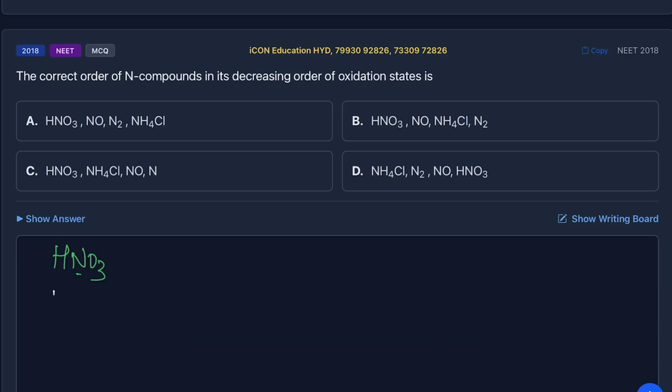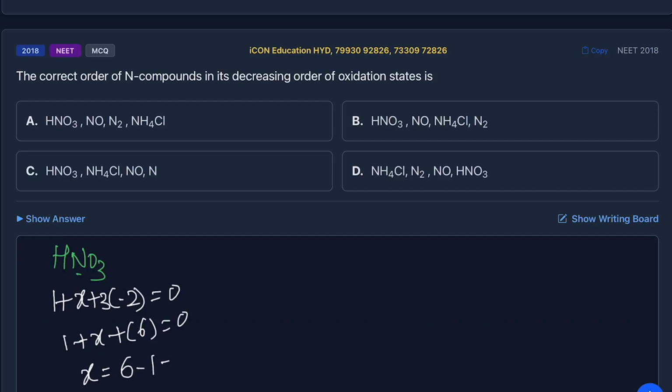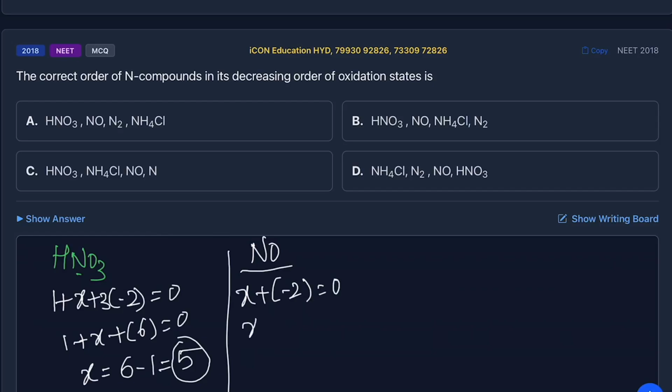So +1 for hydrogen, plus nitrogen x, plus 3 into minus 2 equals 0. 1 plus x plus 3 twos are 6, equals 0. x equals 6 minus 1, it is 5. So the HNO3 oxidation state is 5. Next, if we check NO, x plus minus 2 equals 0, x equals +2. Next, if we check N2, N2 is in the elemental form, so it is 0 oxidation state.